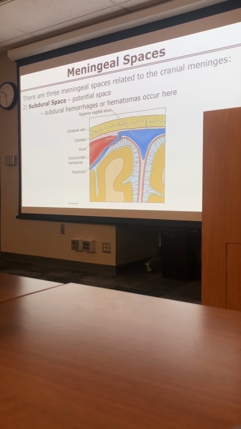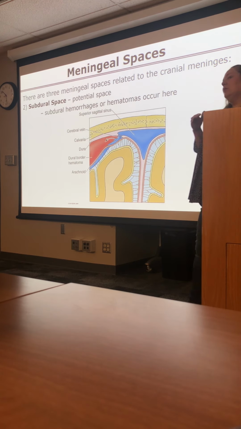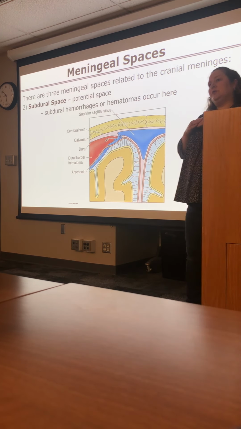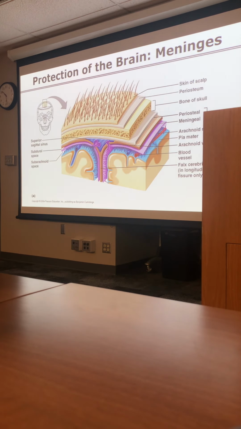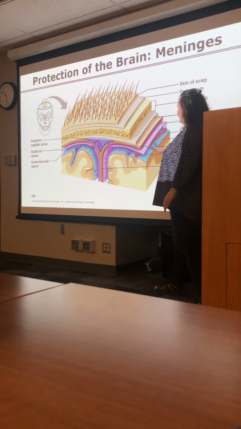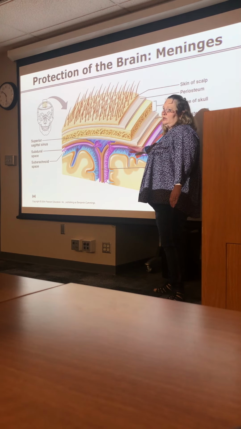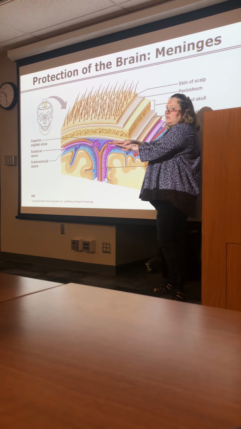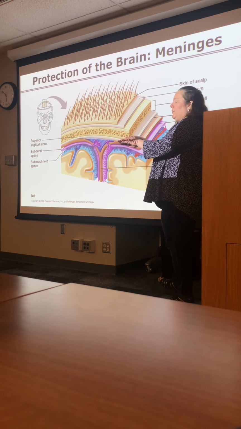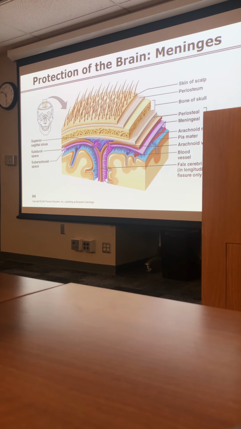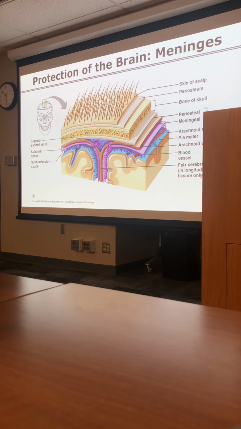The next space is the subdural space. That's going to be deep to the dura mater. It's between the dura mater and the arachnoid mater. That's also a potential space. So normally, if you go back to what we saw in the image before, our arachnoid mater is right up against the dura mater. Normally those two should be right like this. And that's because of the underlying cerebrospinal fluid pressure that's keeping those two attached and related to one another.